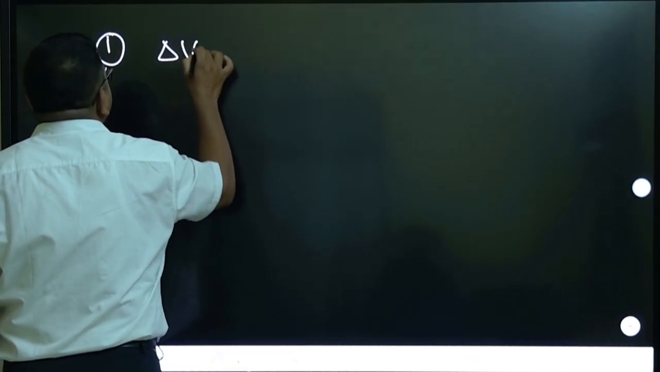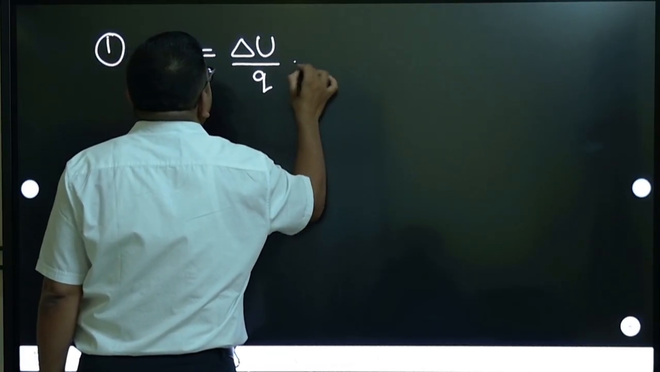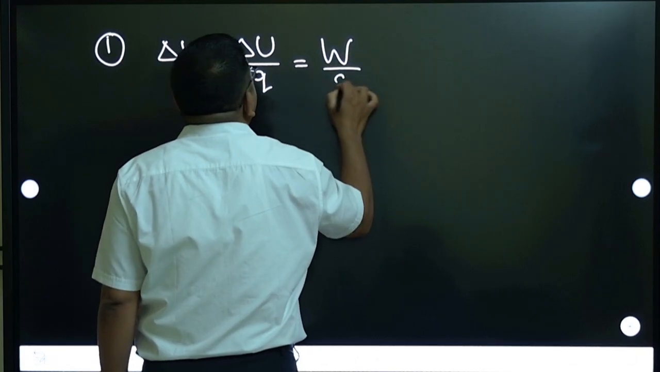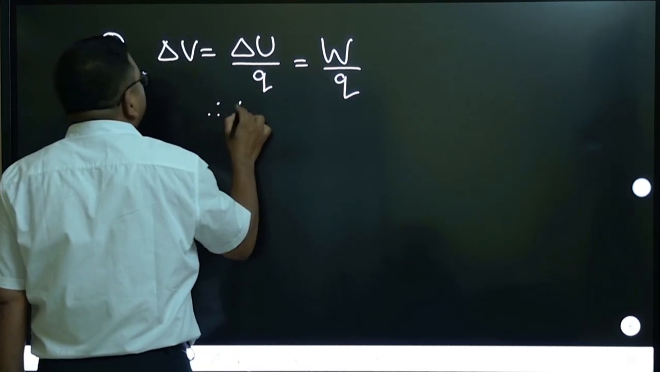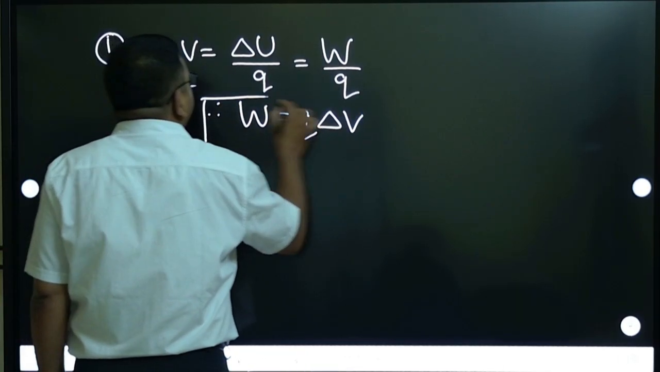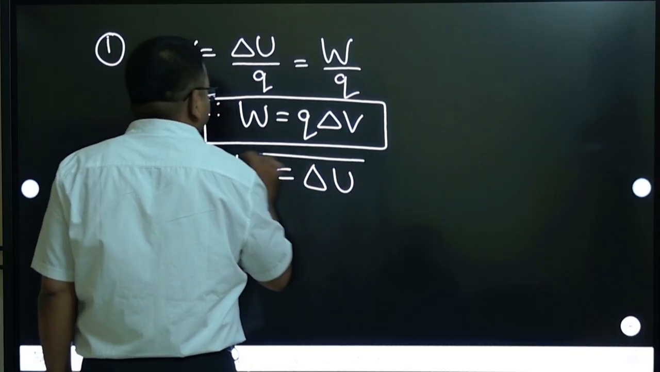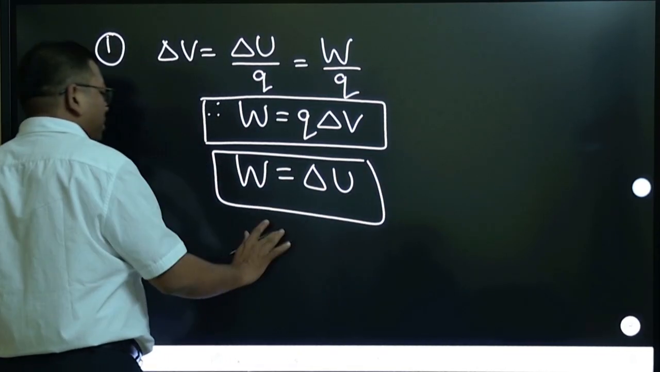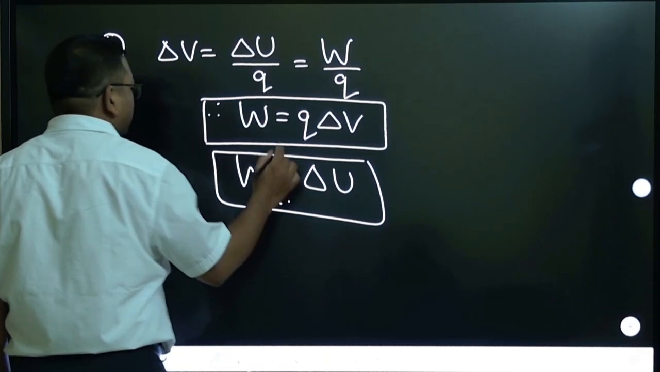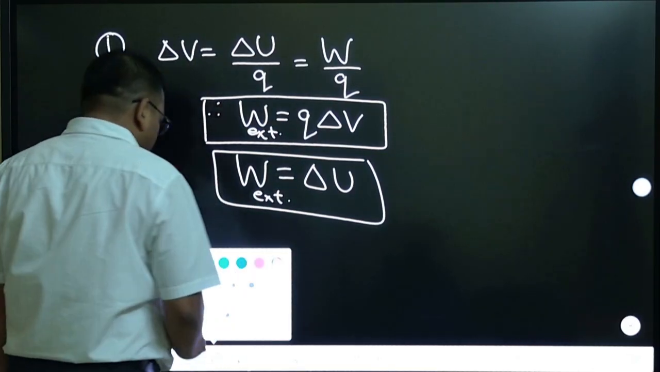So finally let us summarize it. Change of potential is change of potential energy per unit charge, or it is nothing but work done per unit charge. So sometimes work done can also be charge into potential difference, or work done is change of potential energy. Remember, these are all due to external forces. So many questions will be there.